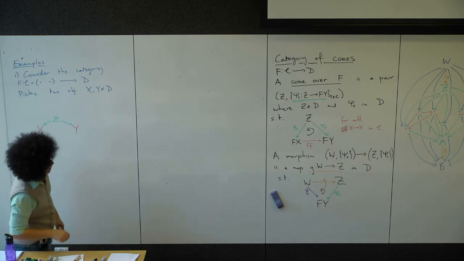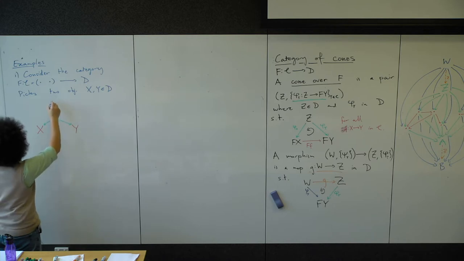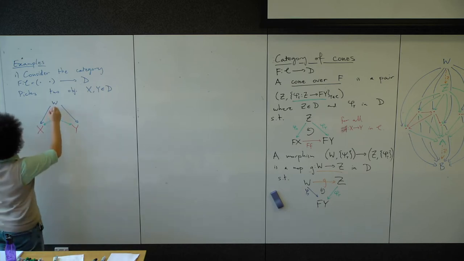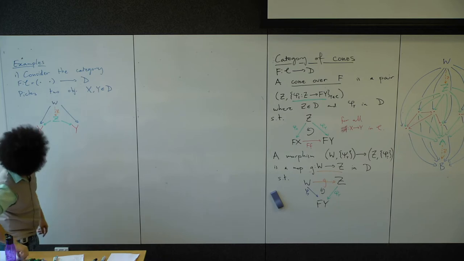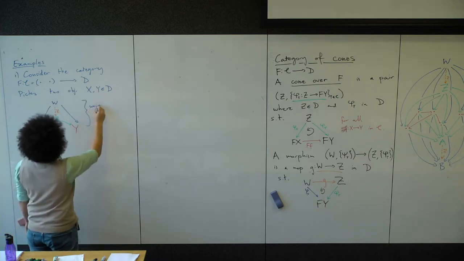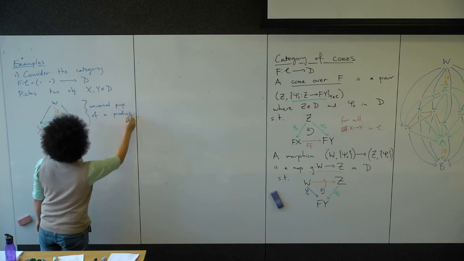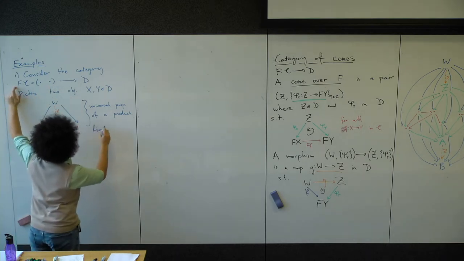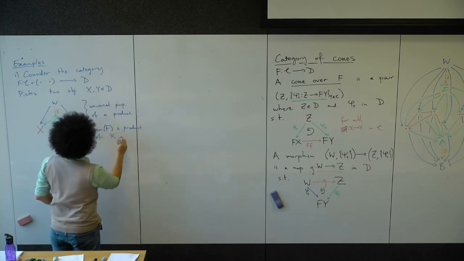If we have some other cone over this functor, what does it look like? It looks like this. So what does it mean for this Z cone to be the terminal cone here? It means that there's a unique map such that these triangles commute. But this is the universal property of a product. So once you've picked where these two go, the limit of F is the product of X and Y.